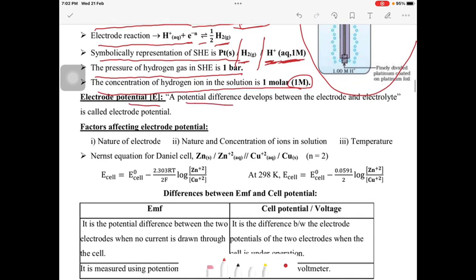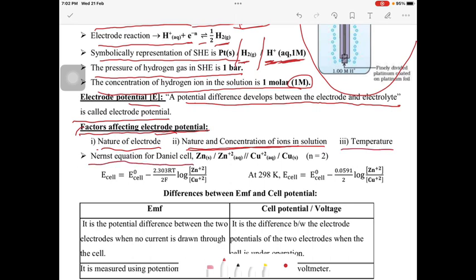Electrode potential: a potential difference developed between the electrode and electrolyte is called electrode potential. Factors affecting electrode potential: we have three factors. One is the nature of the electrode, second is the nature and concentration of ions in the solution, and third is temperature.